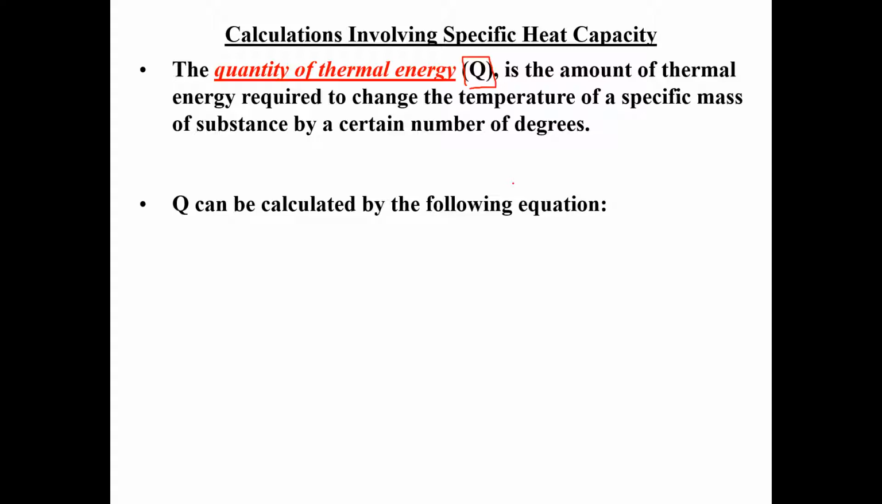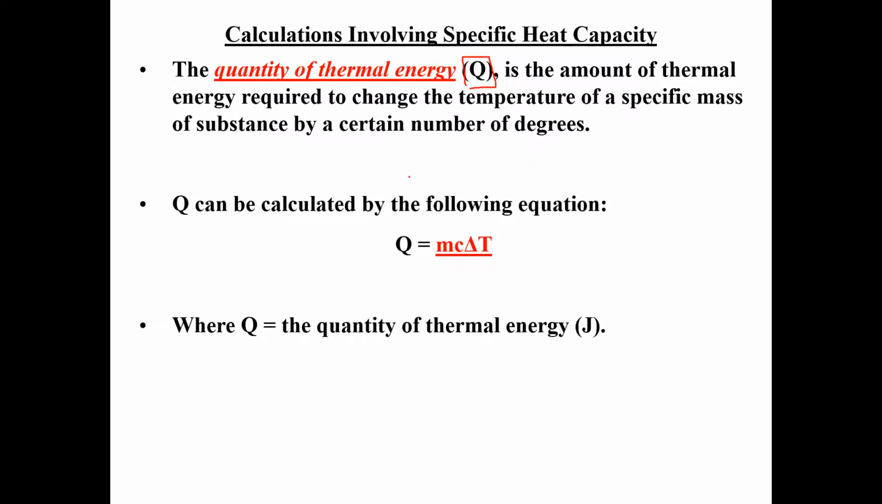Think about specific heat capacity, right? It's per 1 gram per degree. So all you need to do is Q, the thermal energy, is the mass of the object times, so 1 gram, how many grams there are? Be careful. Here we use grams.